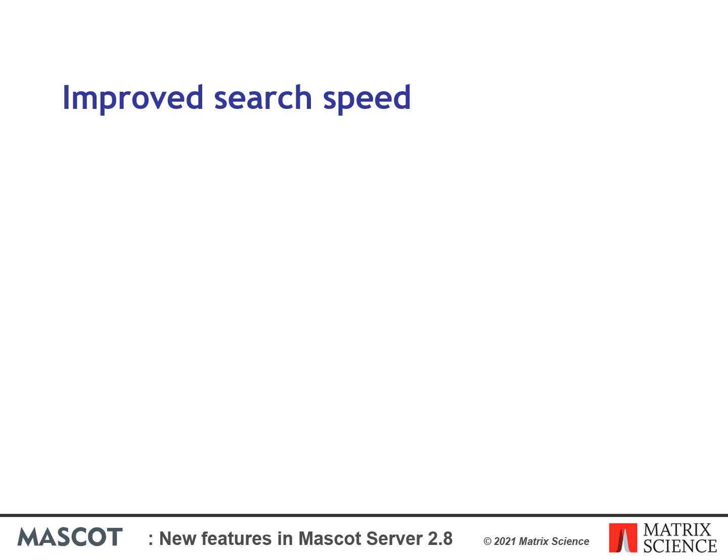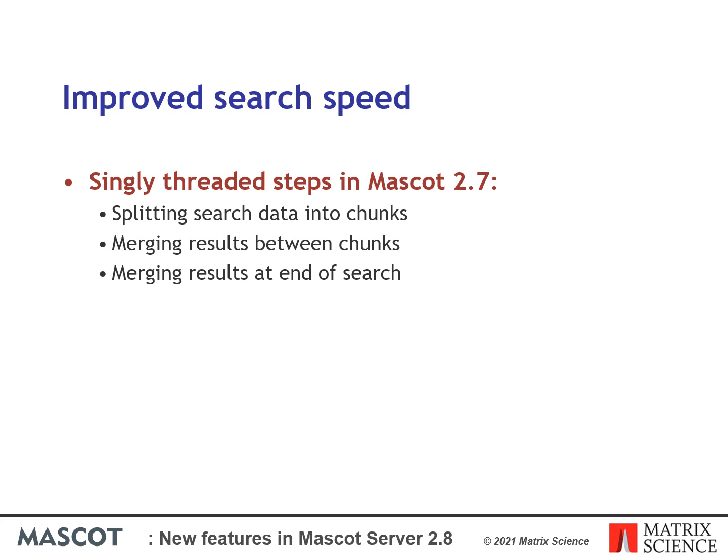Database searches in the new version are a bit faster than in the previous version. Mascot used to have a few steps where only a single processing thread is active, no matter the size of your license. These were splitting search data into chunks at the beginning of the search, merging intermediate results into a temporary file between chunks, and merging results at the end of the search.